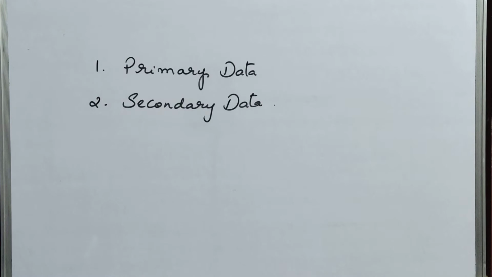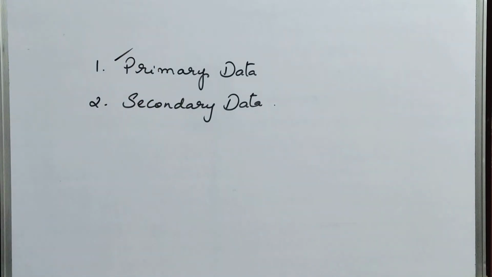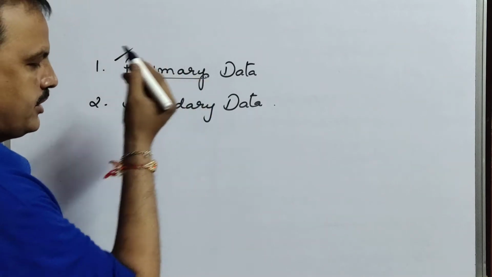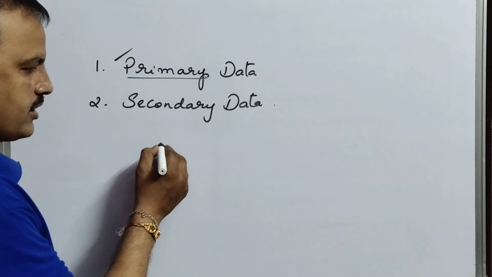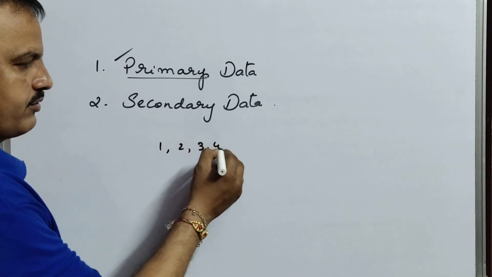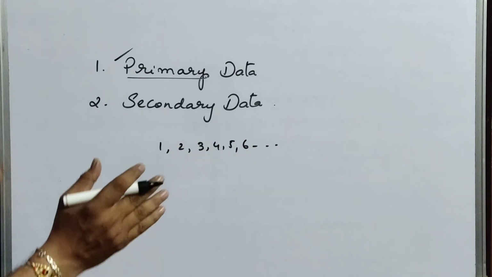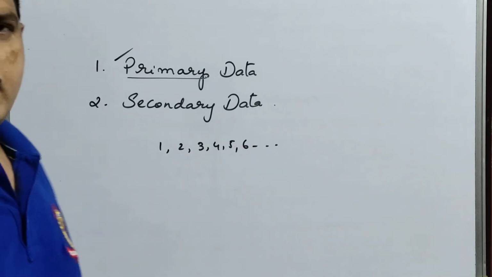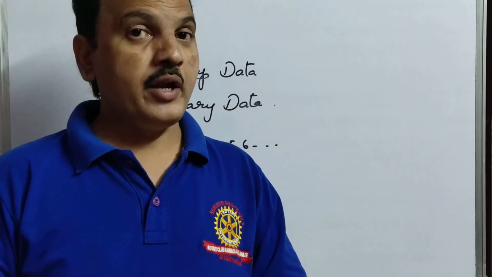Primary data, secondary data. Actually, what is primary data? Children, if you clearly observe, primary data is what we do regularly in school. Today, how many children are present? Roll number 1, 2, 3, 4, 5, 6, and so on. We are taking attendance. That means we are collecting the information. What we do daily, collecting the information, comes under primary data.